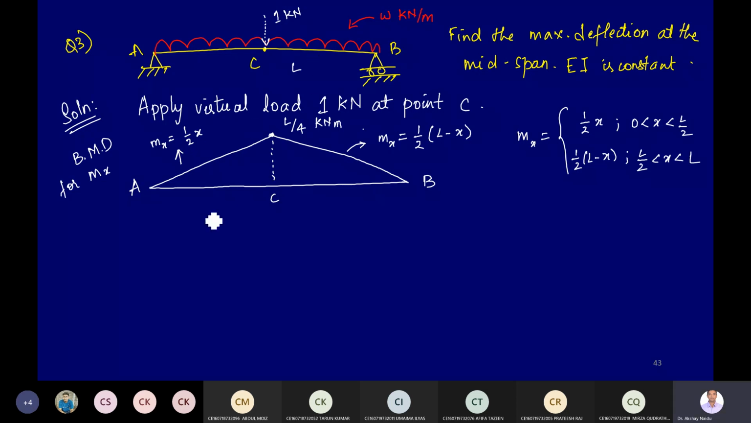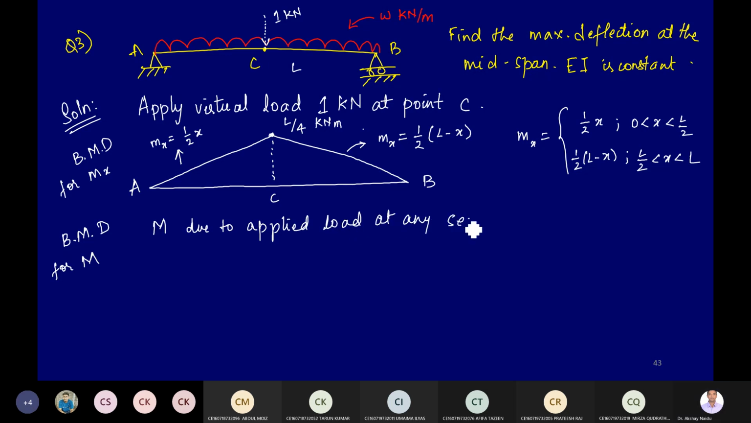Now, the bending moment due to applied load at any section X. Due to applied load at any section X you take, we get W L by 2 into X minus W X square by 2.